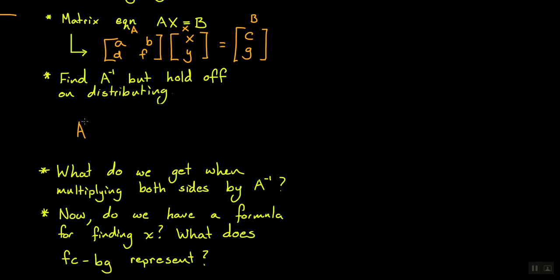A inverse. What's the scalar out front? 1 over. So I heard both of them. Somebody said FA minus BD. You're not wrong, but I also think that I'm not wrong. Do you guys agree with that?